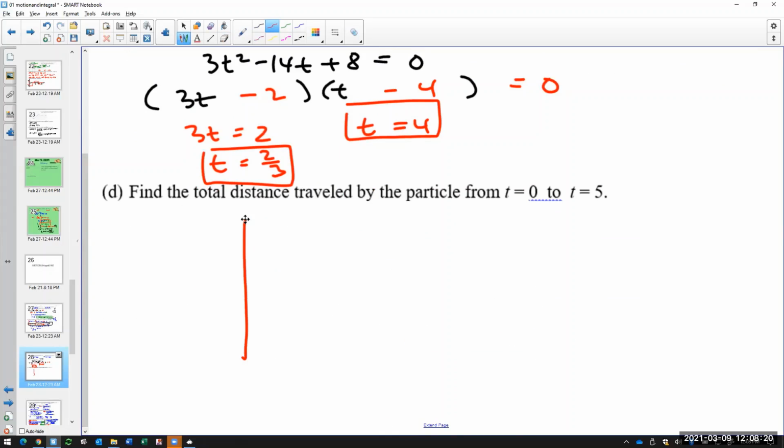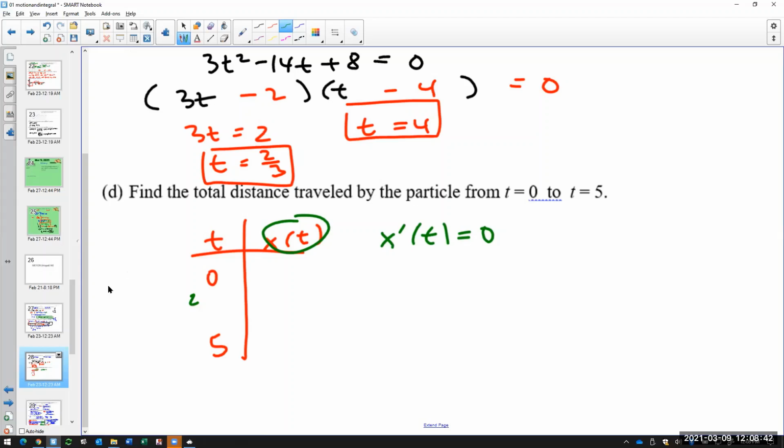You can do it the candidates test way, which is t and x of t. You put in your endpoints, and what else do you put in? Your critical points. Your critical points are going to be this function, whatever it is. You take the derivative and you set it equal to 0. When I set my derivative equal to 0, is this 2/3 and 4? Okay, so this will be 2/3 and 4. That's one way to do it. Then you go to your x function and find all of these values.